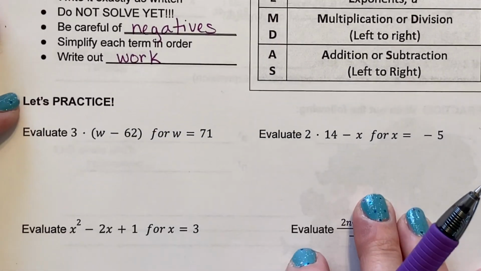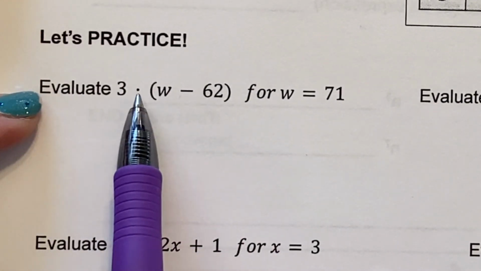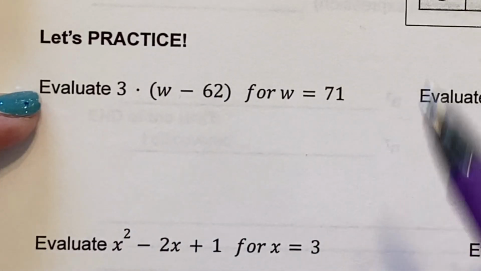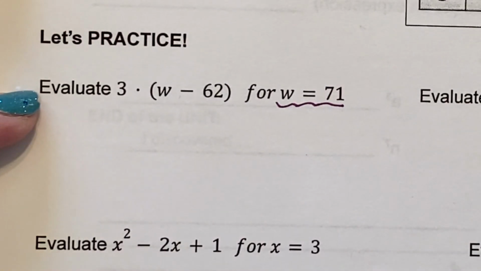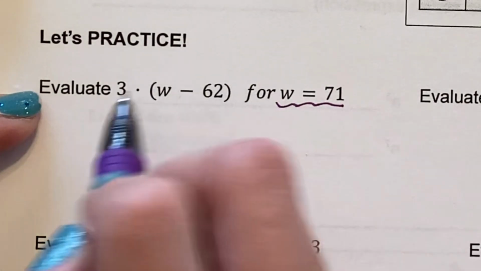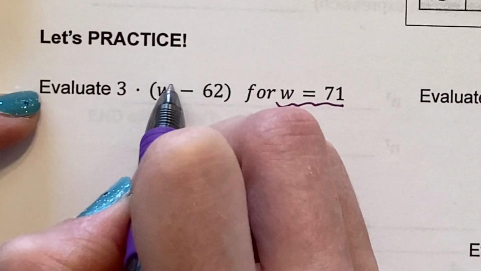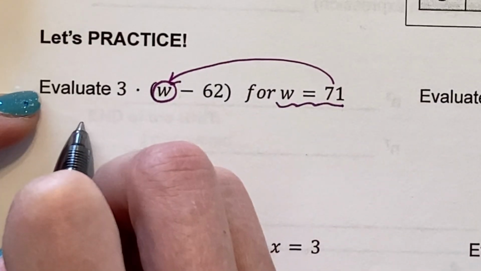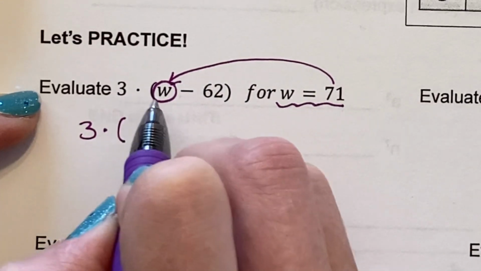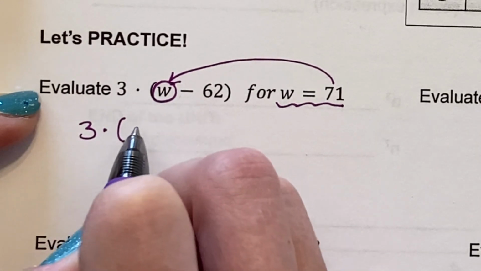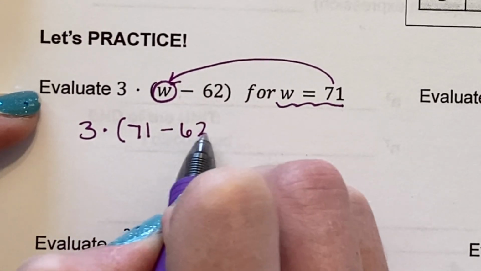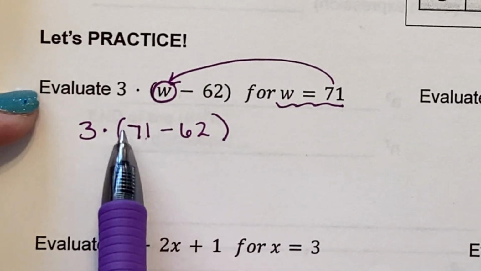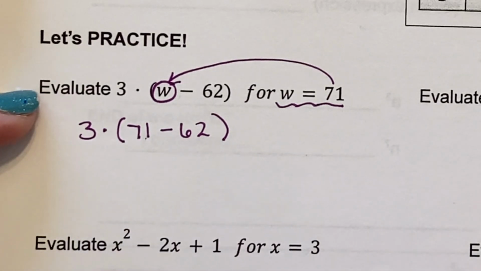Let's go ahead and do some practice. Evaluate 3 times W minus 62, and in this case, I want W to equal 71. First step is I'm going to rewrite my entire thing and replace W with 71. So I'm going to write 3 times 71, instead of writing W. I just rewrote my entire problem, replacing W with 71. In this case, I didn't use parentheses because it's pretty basic.